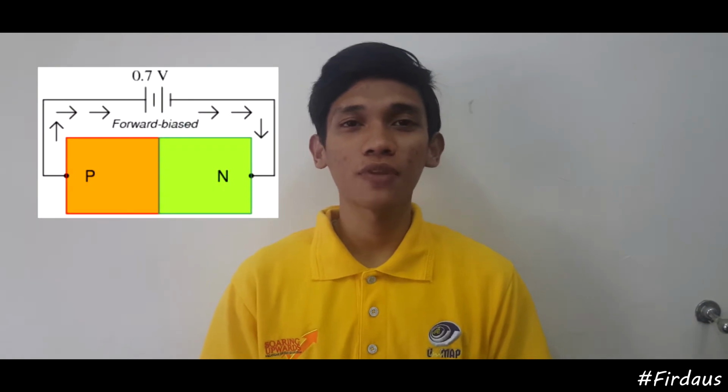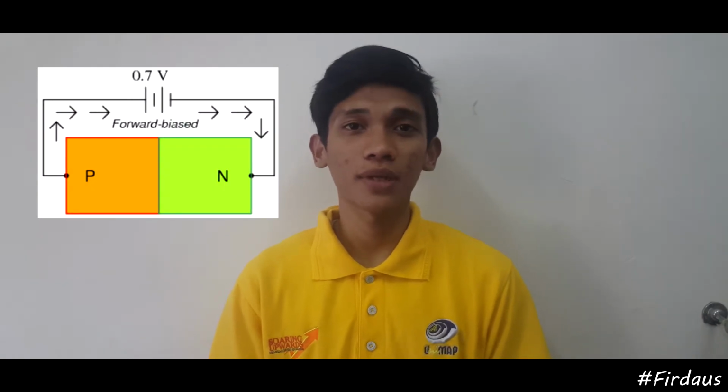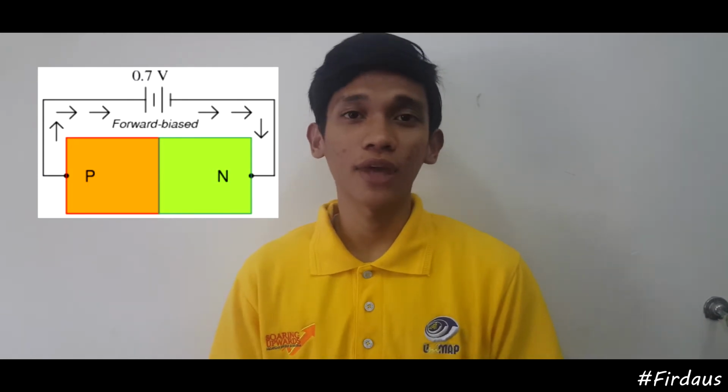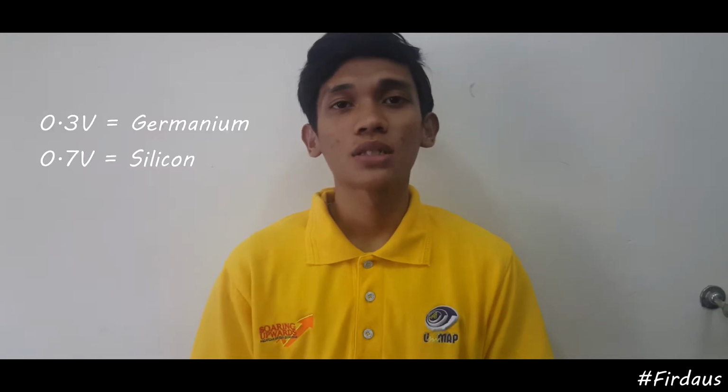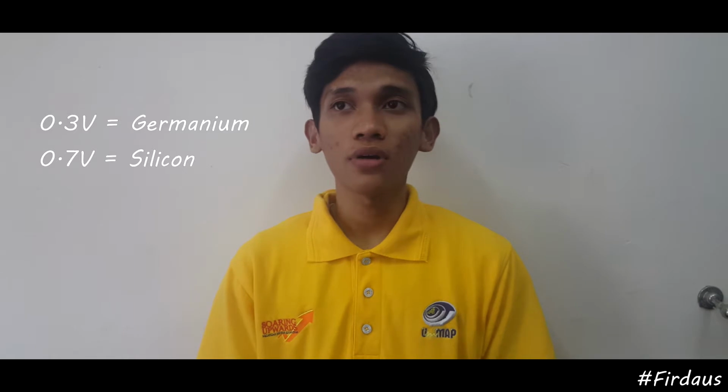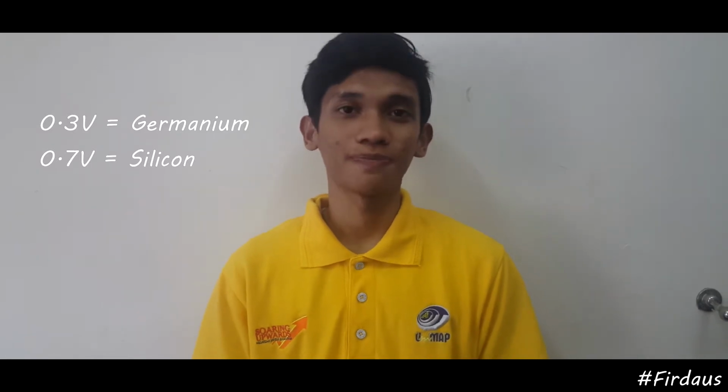We can know it is a forward bias when the positive terminal from the voltage source is connected to the p region and the negative terminal from the voltage source is connected to the n region. Bias voltage must be greater than barrier potential, which is 0.3 volt for germanium and 0.7 volt for silicon. Therefore, the depletion region will narrow.